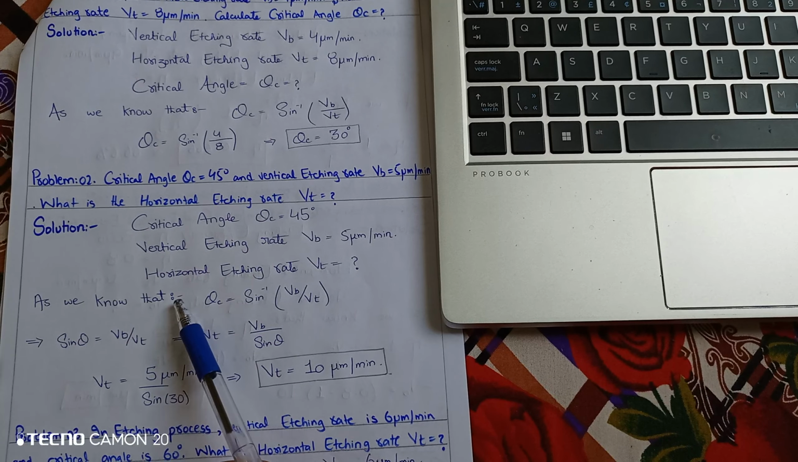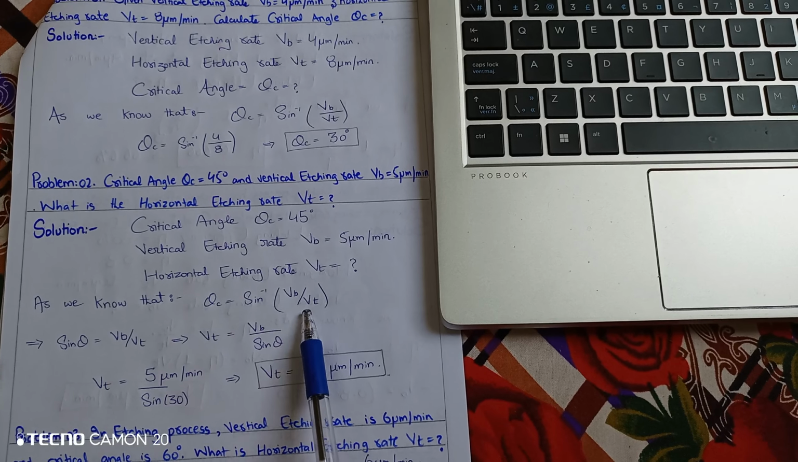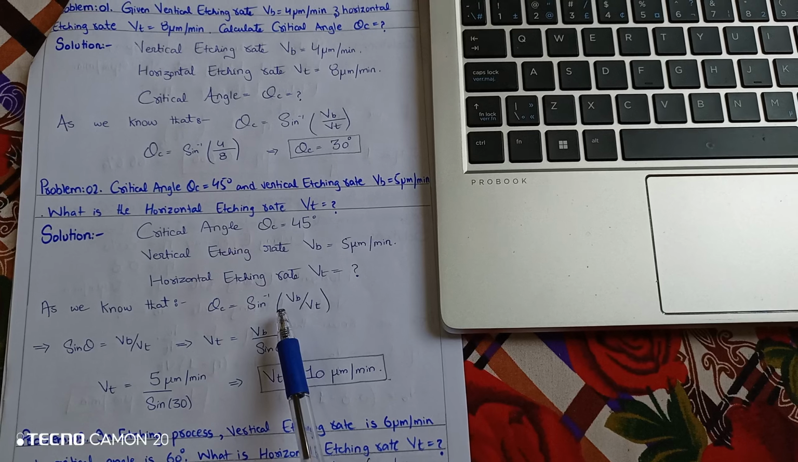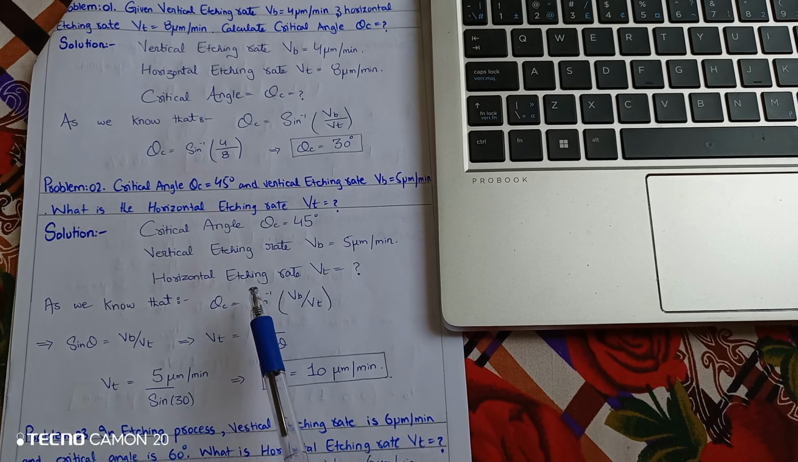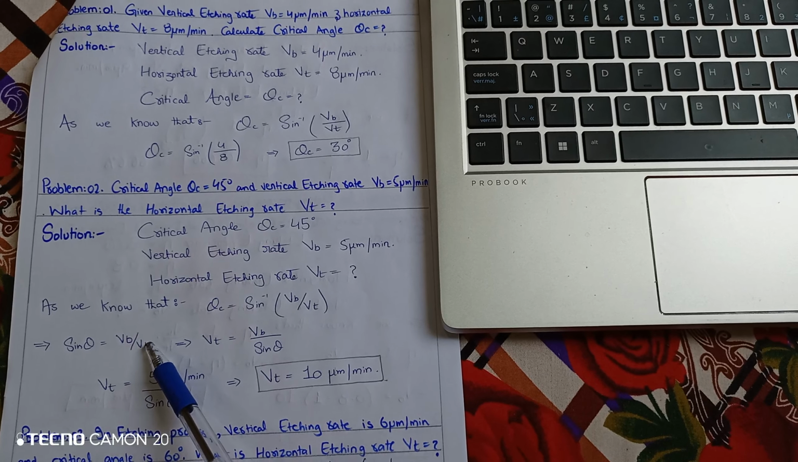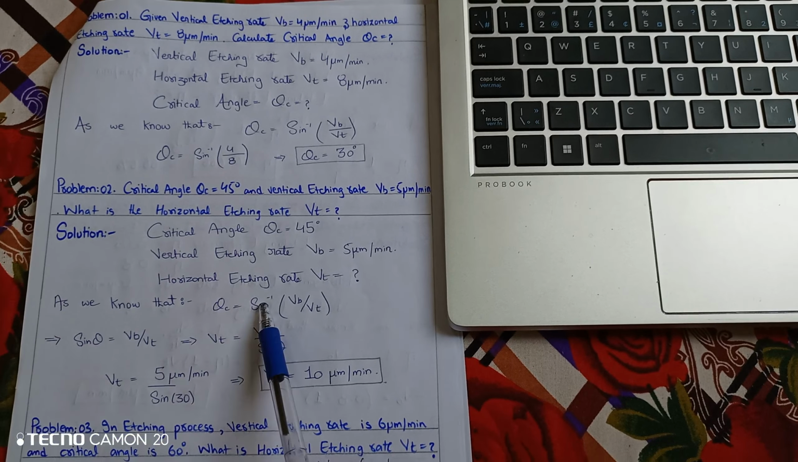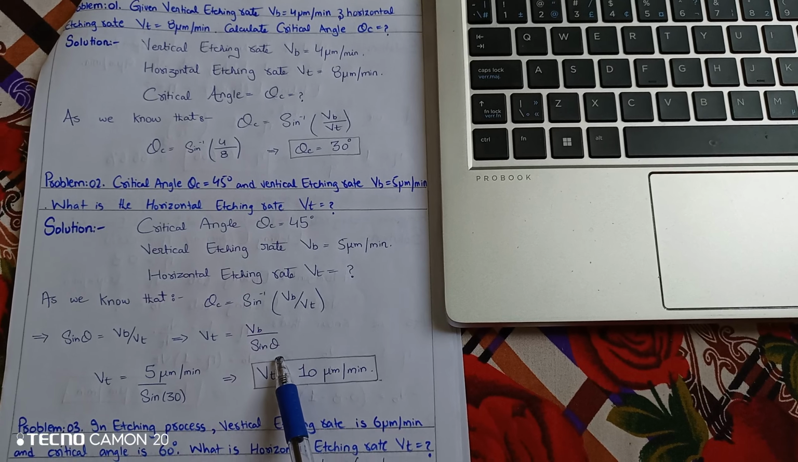Same relation you have to use: theta c equals sine inverse of VB by VT. Because we have to find VT, first of all move the sine to the other side, so it becomes sine of theta equals VB by VT. Then move VT to the other side and sine theta to the downside of VB, so VT becomes VB by sine theta.